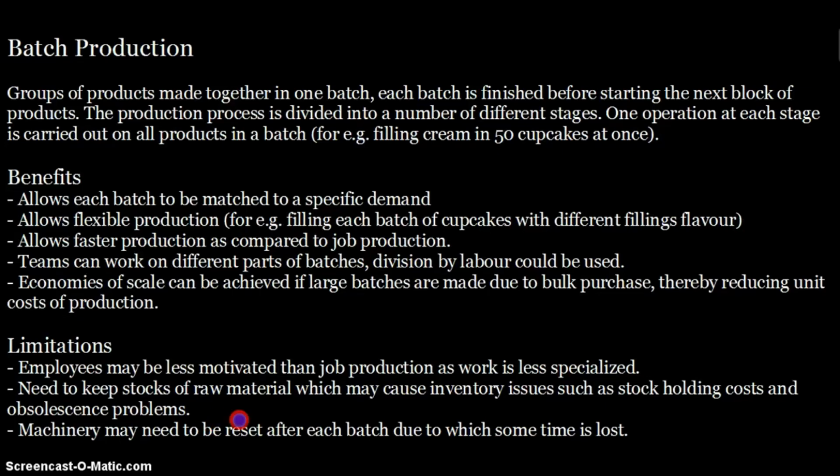And machinery may need to be reset after each batch, due to which some time is lost. So after going through one batch, the machinery is reset, customized for the next batch. Like in the cupcakes example, one batch of chocolate cupcakes is made, and then the machinery is reset so that strawberry fillings will be made. Then it is reset again for vanilla fillings. I am not saying that's always the case, but it's an example to help you understand why the machine will be reset. So you have to switch between machineries after each batch.